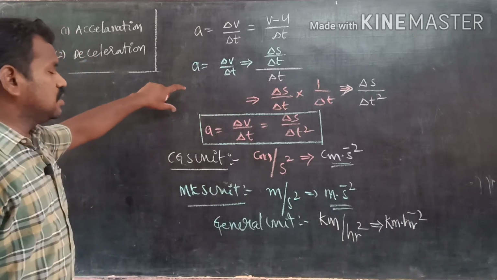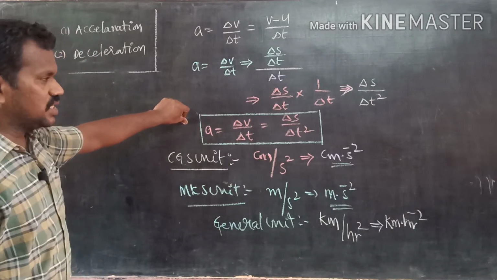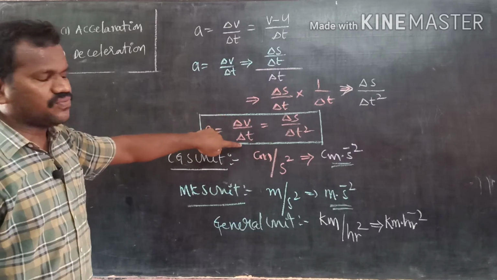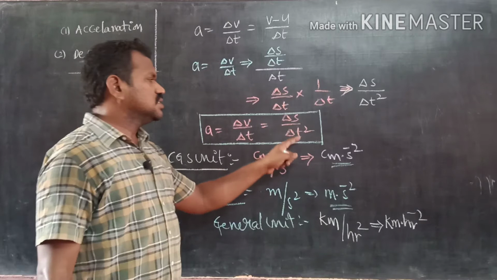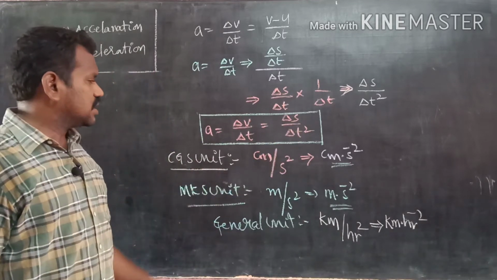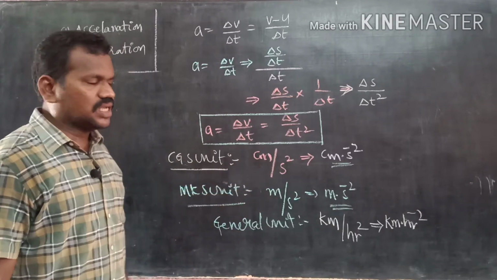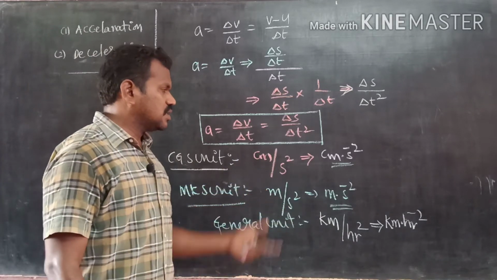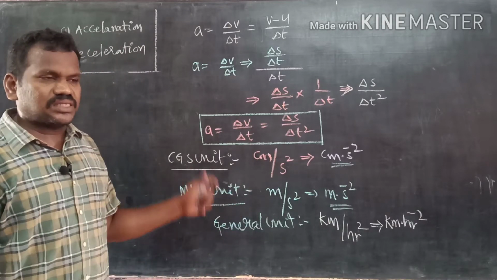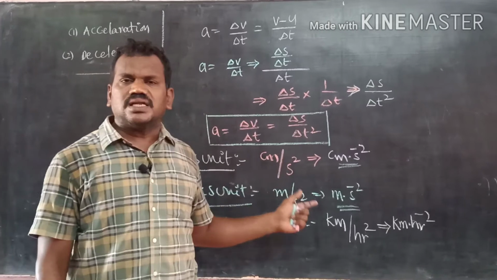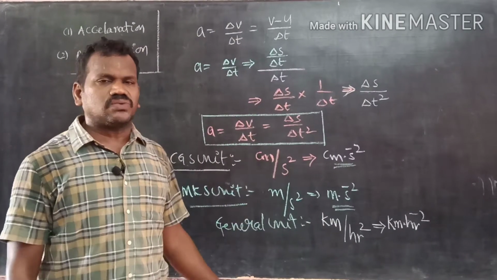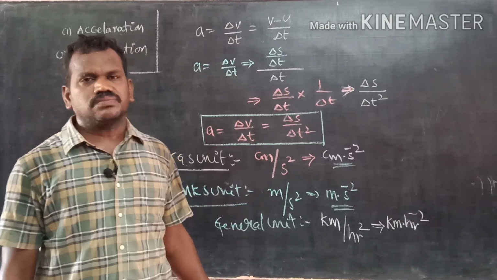These are all the derivations of acceleration. See here, acceleration is nothing but the rate of change of velocity, or the square of rate of change of displacement. The units become centimeter per second square, meter per second square. This we already explained in our previous videos. There is a great need of basics in physics; how to represent the unit, we will come to know in an easy manner.